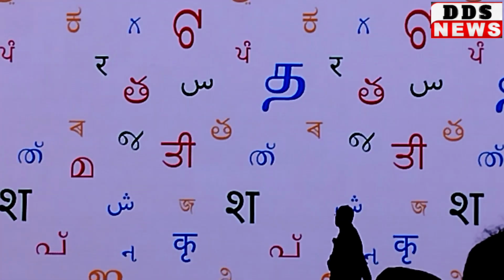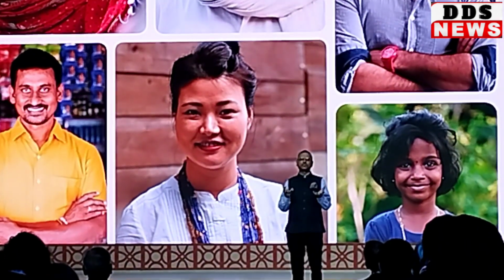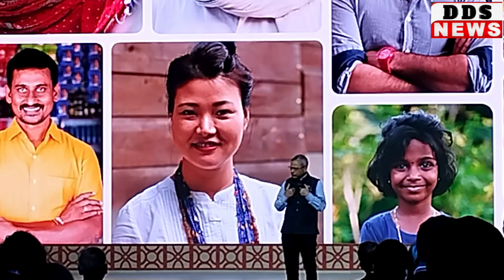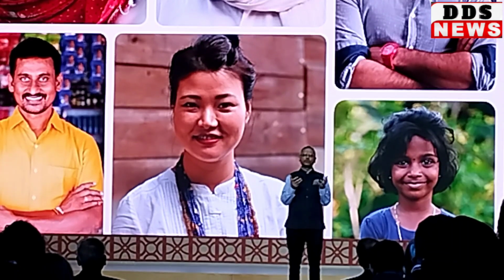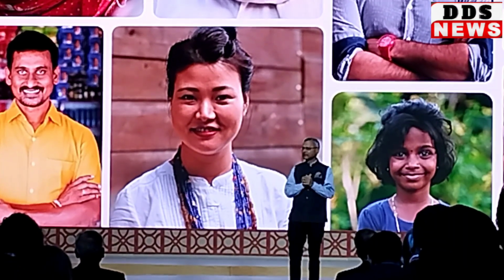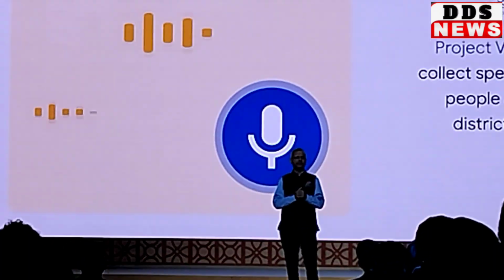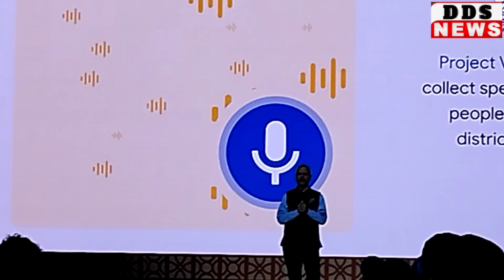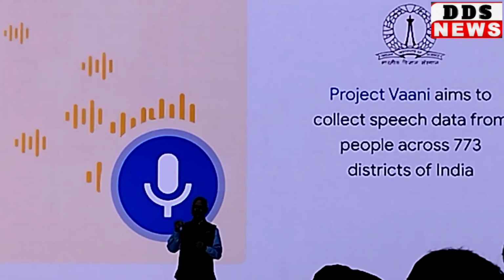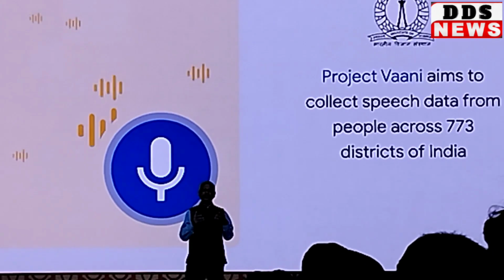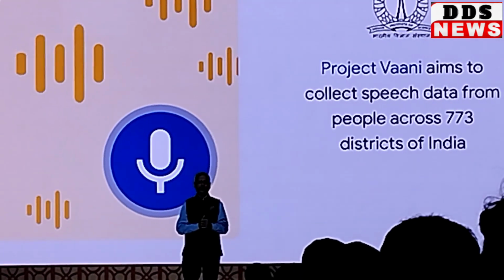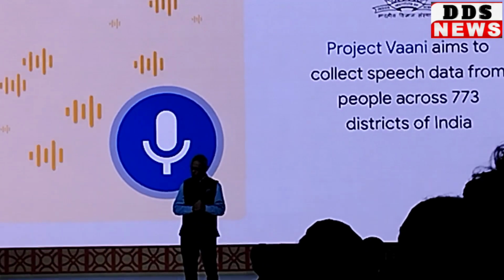To build an AI-based model that understood all these nuances across multiple languages, we would first need to understand those nuances ourselves and then train our models on an inclusive dataset representing this diversity. So, in collaboration with the Indian Institute of Science, or IISc, we have embarked on a journey called Project Vani, where IISc will aim to collect speech data from people across 773 districts of India. It's my pleasure to now invite the IISc Director, Professor Govindan Rangarajan, to share more about the work already underway.